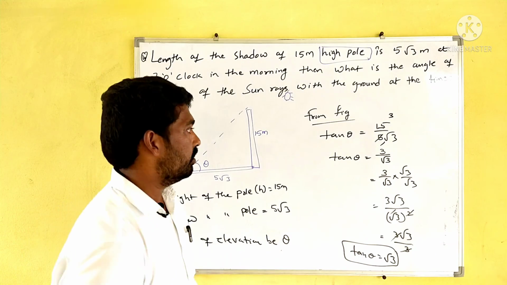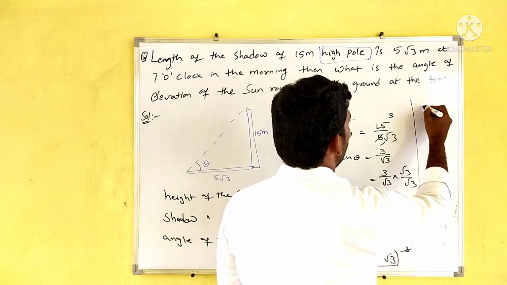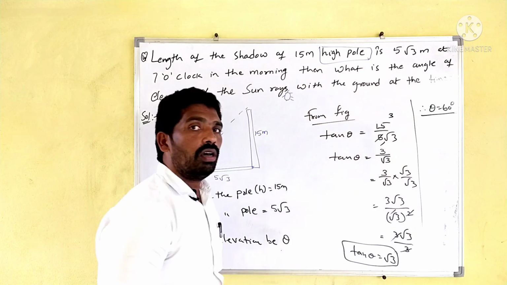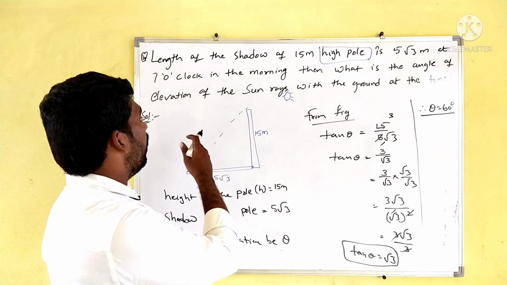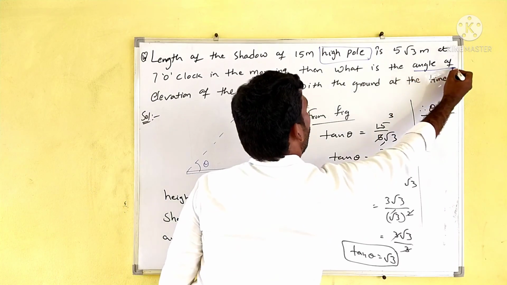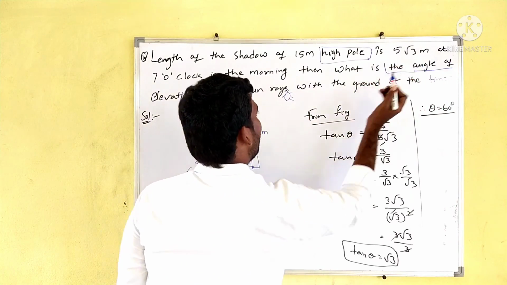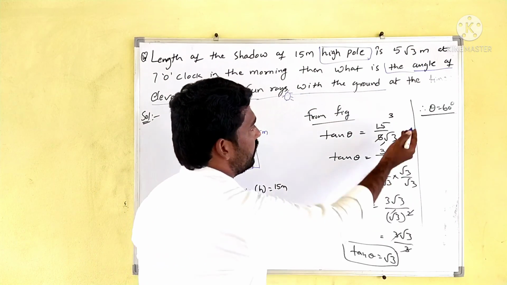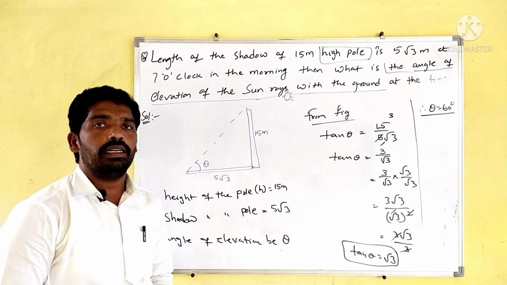It is 60 degrees. Therefore, theta equals 60 degrees. Now write down the conclusion: the angle of elevation of the sun rays with the ground is theta equals 60 degrees.